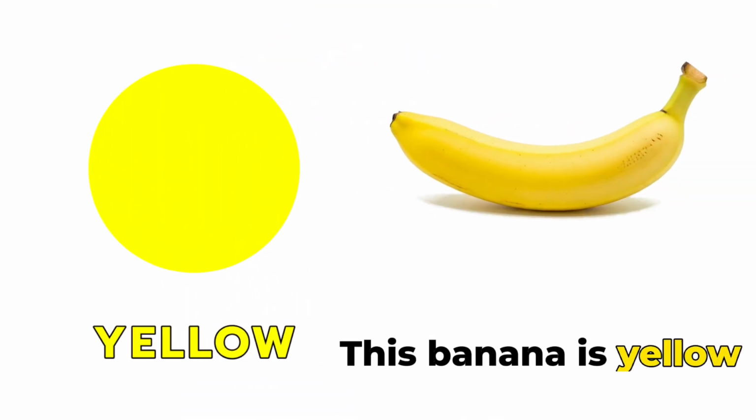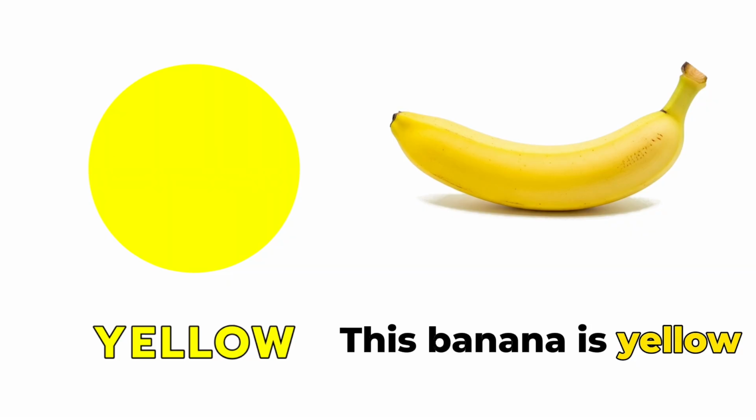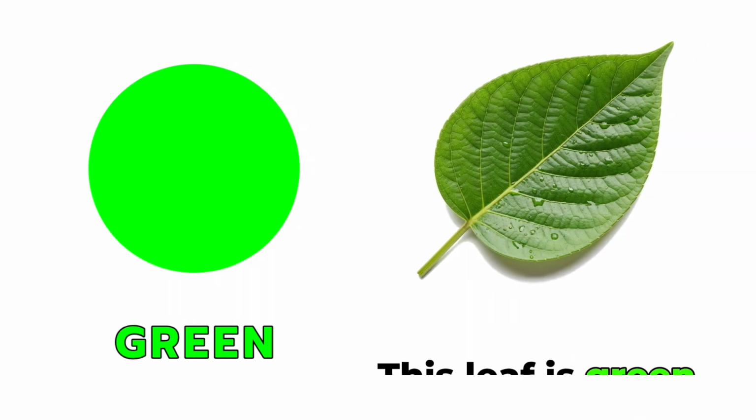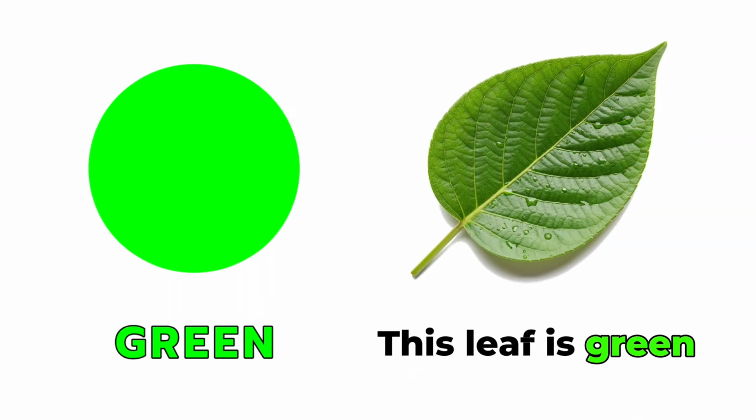Yellow. Yellow. This banana is yellow. Green. Green. This leaf is green.